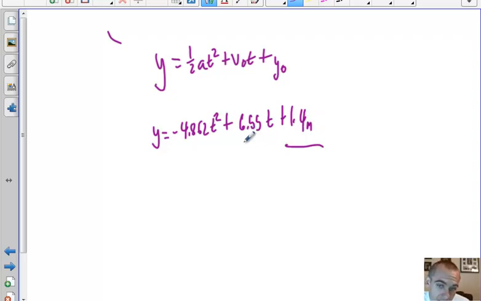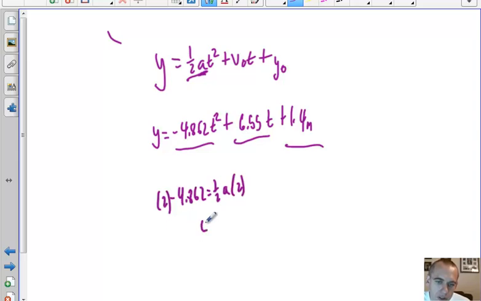At the beginning velocity of this thing was 6.55 meters per second, and it has an acceleration of, well, we don't have an acceleration. We have half an acceleration. Remember, negative 4.862 is equal to half a. So if I multiply both sides by 2 to clear that fraction, I get 9.724 meters per second. Okay?